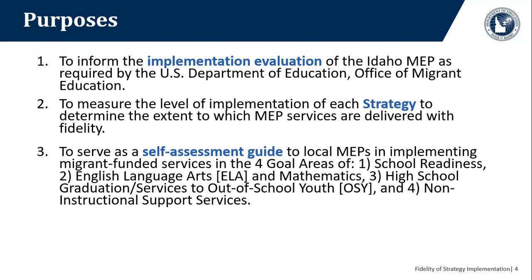It's also to measure the level of implementation of each strategy to determine the extent to which the MEP services are delivered with fidelity, and also to serve as a self-assessment guide to local MEPs in implementing migrant-funded services in the 4 goal areas that we've identified in our service delivery plan, and those include school readiness, English language arts, and math, high school graduation with services to out-of-school youth, and non-instructional support services.